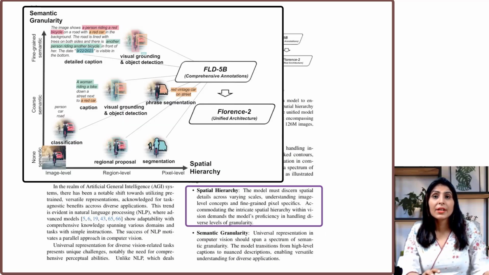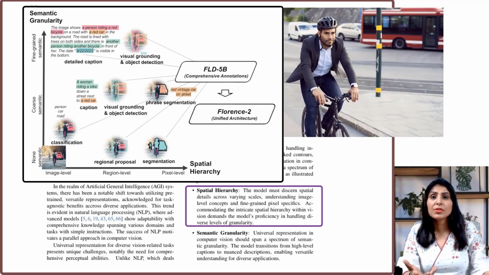Spatial hierarchy refers to the understanding of visual information at different scales or levels of detail within an image. It involves recognizing objects and their spatial relationships from a global context down to the specific details. Okay, so for example, in a scene where a person is riding a bicycle on a street, spatial hierarchy would involve recognizing the street, bicycle and the person as distinct objects and understanding their positions relative to each other, and also knowing finer details like the texture of the road or the color of the bicycle.